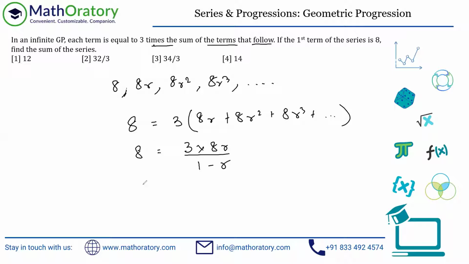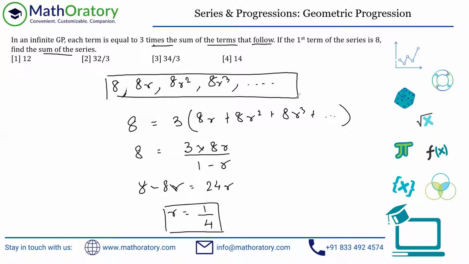So all we have to do is solve this. We have something like 8 minus 8R is equal to 24R. So 32R is equal to 8, or R is equal to 1 by 4, which is 8 by 32. Now, once you have got this, we need to find the sum of the entire series, so we have to add all of this to it. Just utilize this idea: 8 divided by 1 minus R, and R is 1 by 4. Just substitute and you get the answer as 32 by 3. So that's what we have.